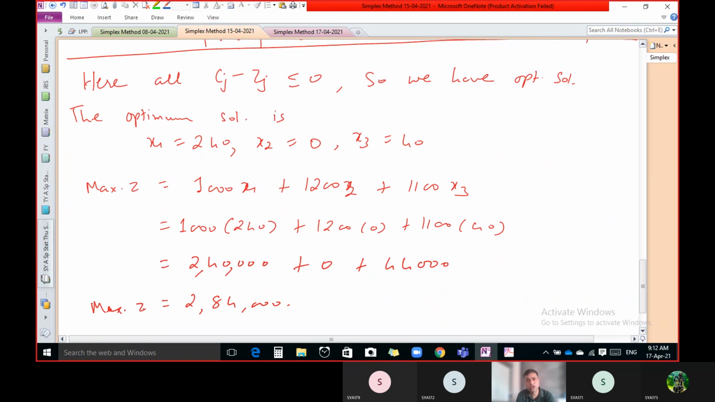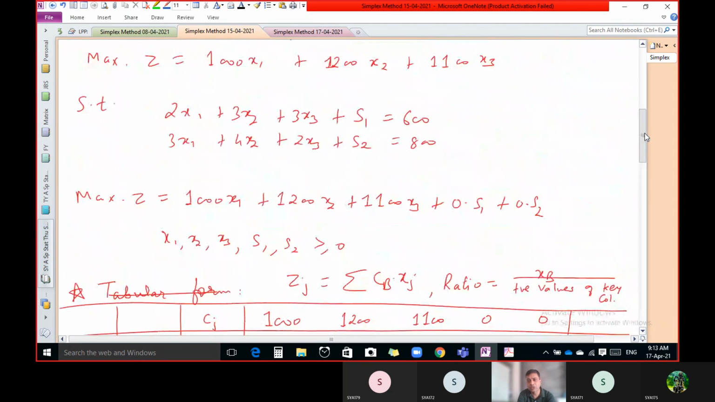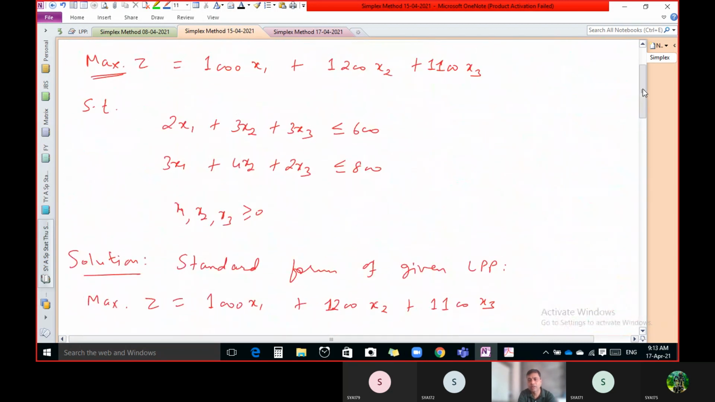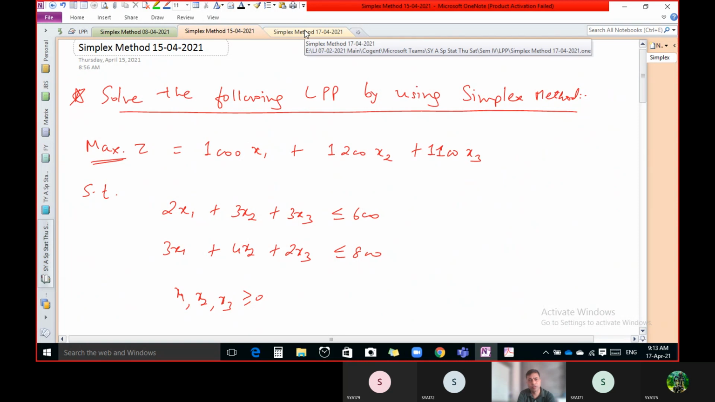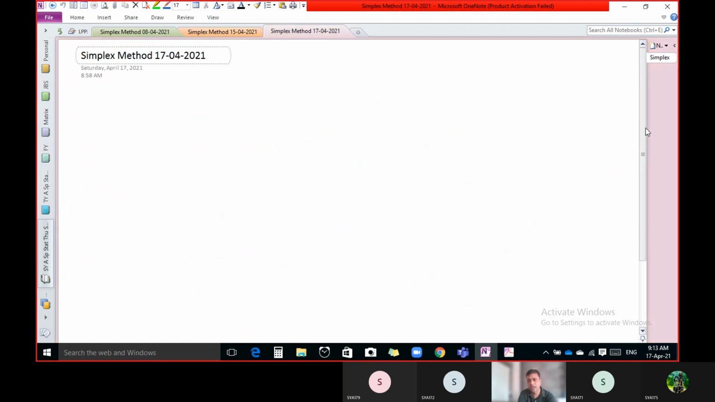So this is the way to solve the example by using the simplex method. Let us do the practice once again. Let us do one example from a practice point of view. See, once we have an idea, we are able to solve this type of example within 10 to 15 minutes.